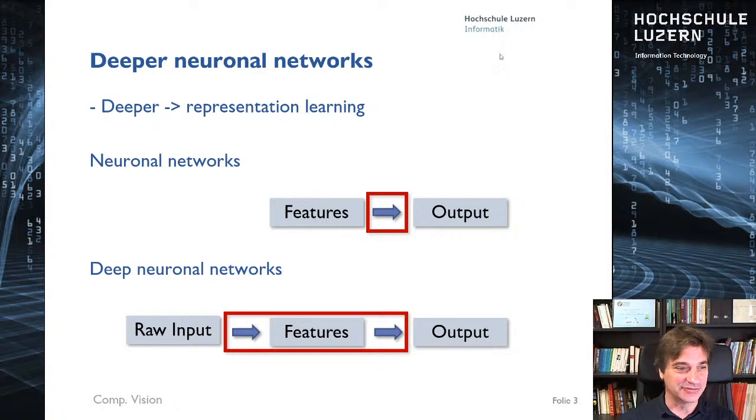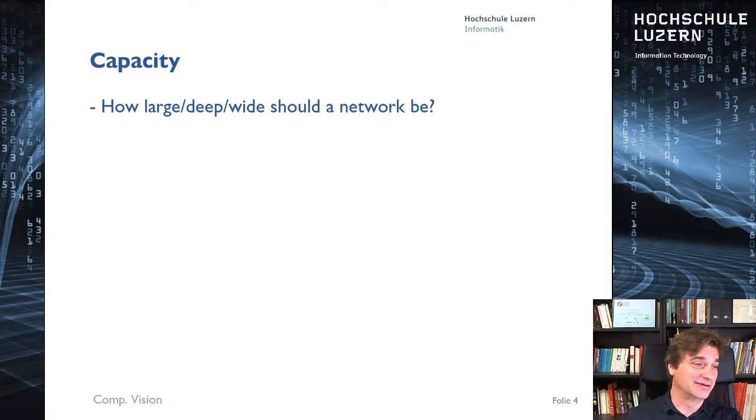A normal neural network is like a classifier, so it just has some features and then it learns to predict the output. A deep neural network is something that we actually call representation learning. In image processing, the idea is you have raw input like pixel values, and the network first tries to come up with the features that it needs to do the classification, and then also learns the classification. So it must learn both the features and the classification. That's why it needs a deeper neural network. But how deep should it be? And maybe you have another possibility. It could be wider, with more channels, more neurons per layer, or at the end more filter operations. So the question is how large, deep or wide should the network be?